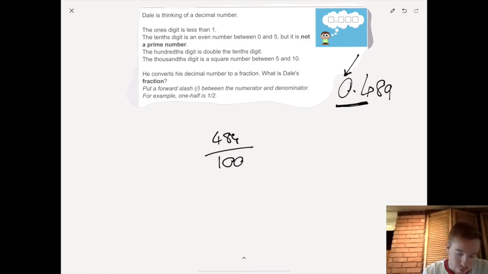The solution to the issue is to not put the fraction over 100. We can either put it over 10, over 100, or over 1,000. Over 10 isn't going to work: 4.89 over 10, we've still got that decimal point, so that's out. We've tried 100. So it must be this one. 489 over 1,000 gives you 0.489 when you convert it back to a decimal. Correct answer.